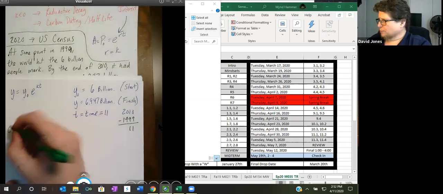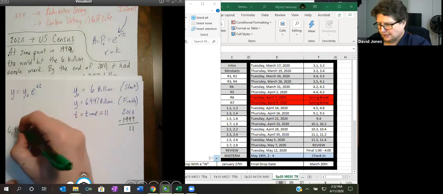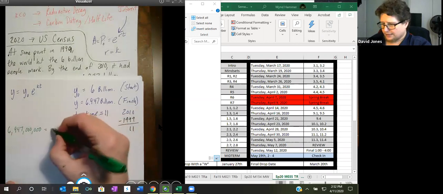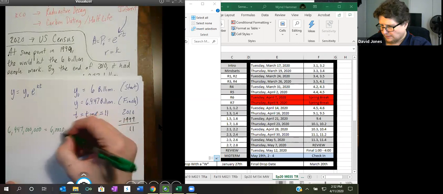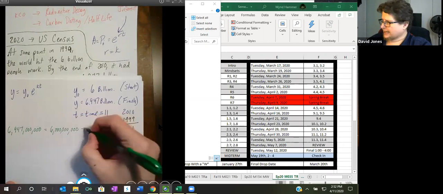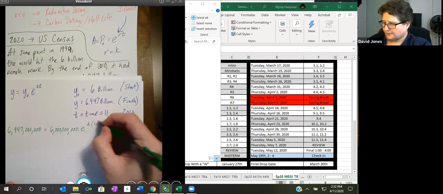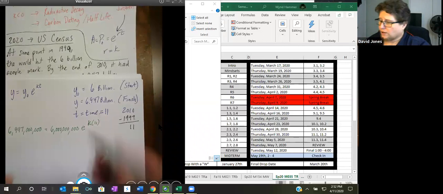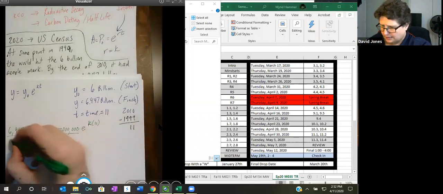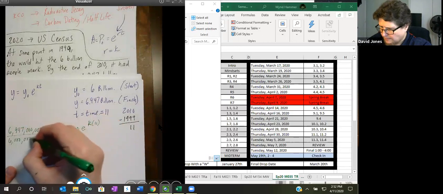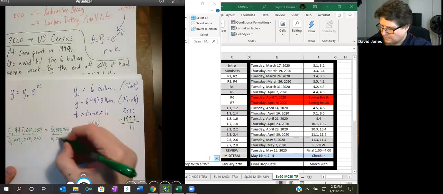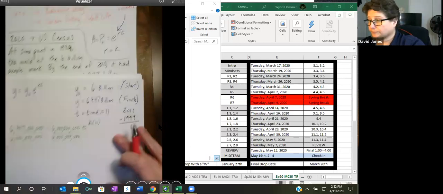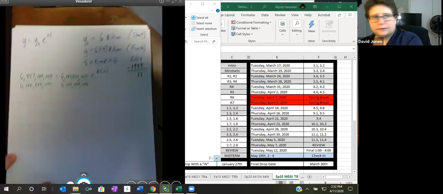We've got 6.947 billion equals 6 billion e to the k times 11. We'll divide both sides by 6 billion, because we were trying to get the e alone. Isolate our exponential.